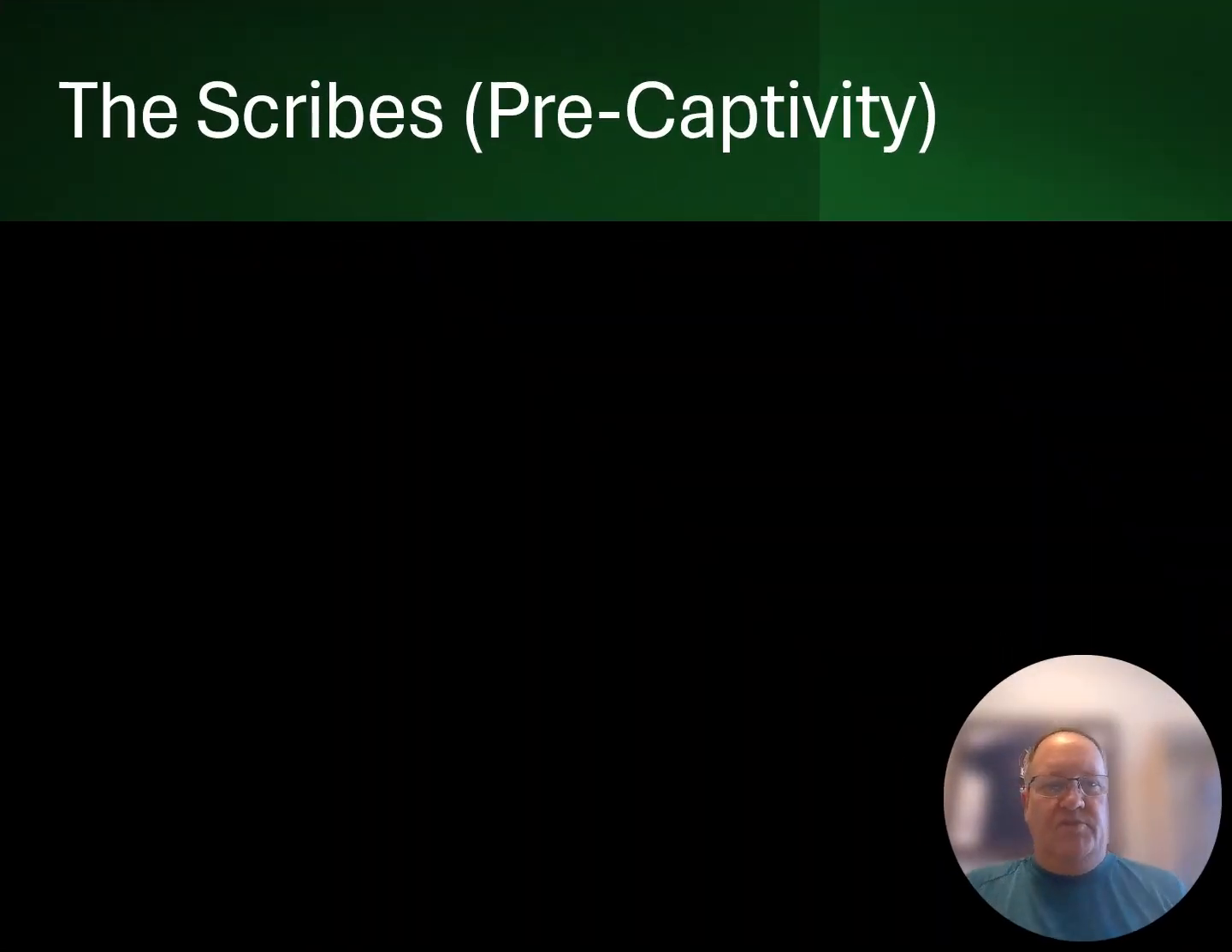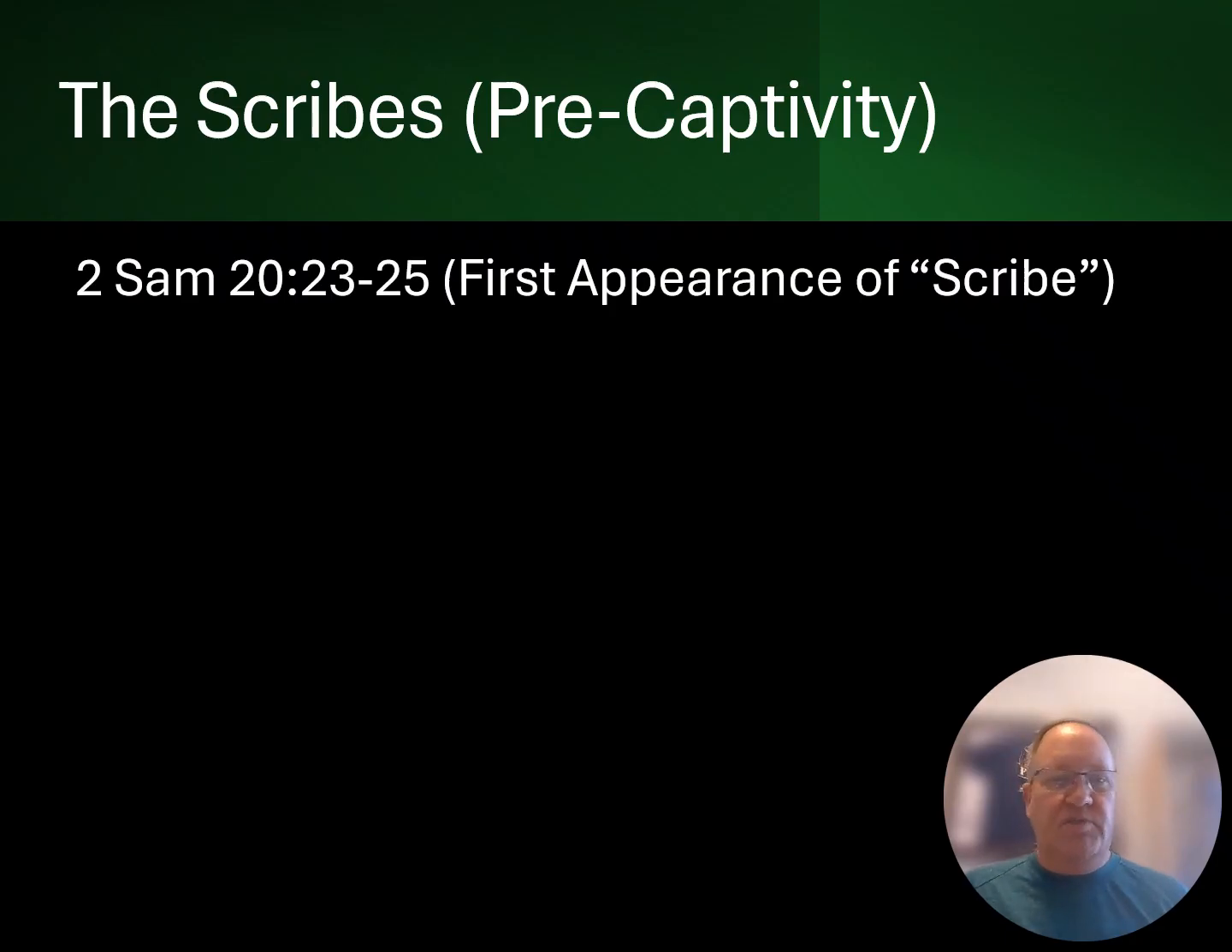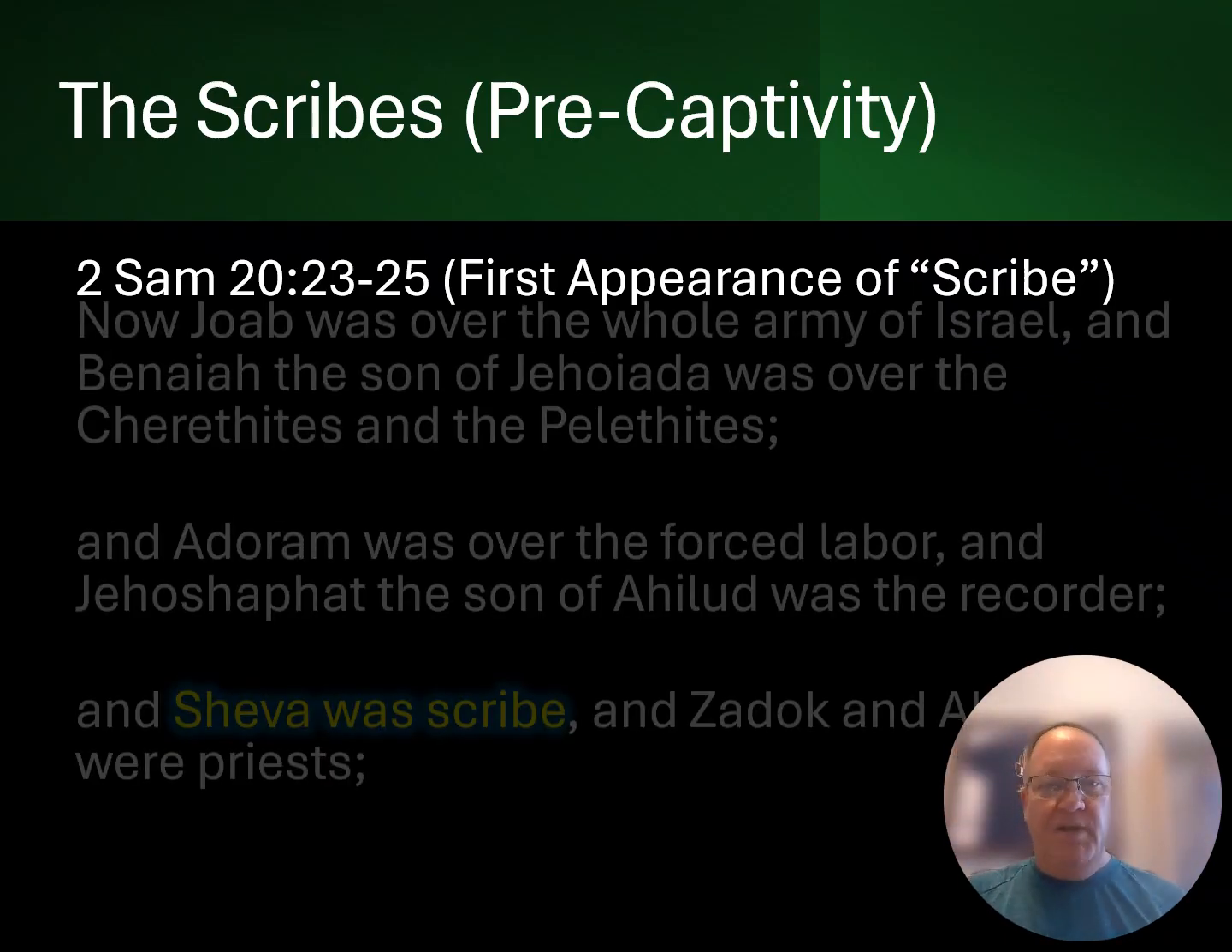So we're going to divide up our study into the scribes in pre-captivity versus captivity and post-captivity. The first appearance of scribe in the days of the kings comes from 2 Samuel 20, verse 23 through 25. And this is a list of King David, so this is in King David's period of time. This is a list of King David's, what we might call his official kingly cabinet, right?